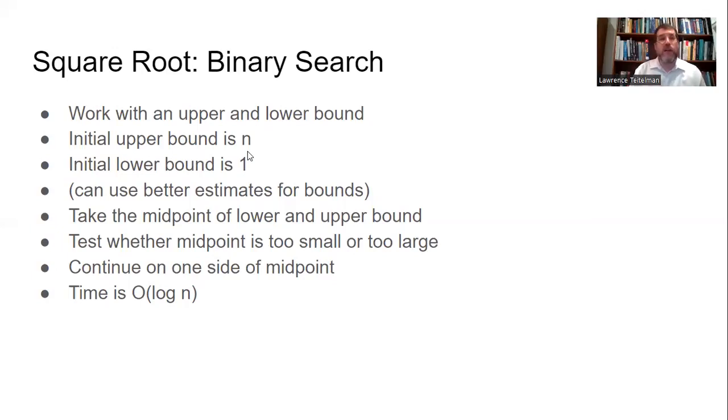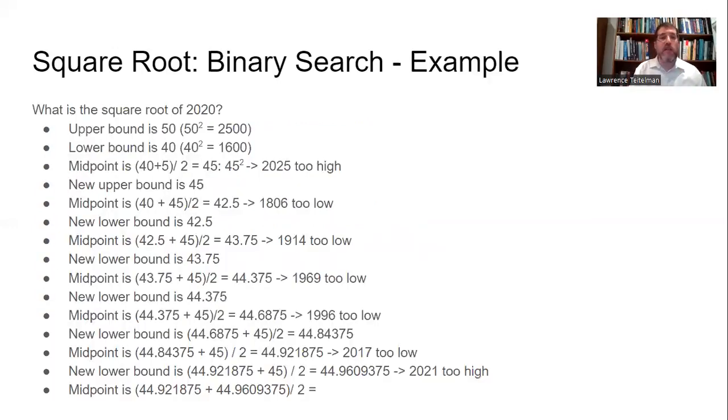I square n over 2, and it's bigger than my number. So I take n over 4, and I keep finding the midpoint. Just like in binary search, you keep finding the midpoint, and you see, is it higher or lower? So I do that here as well.